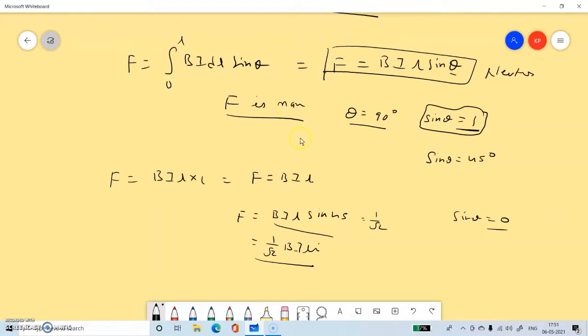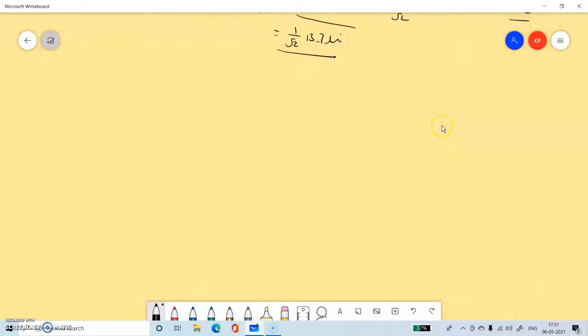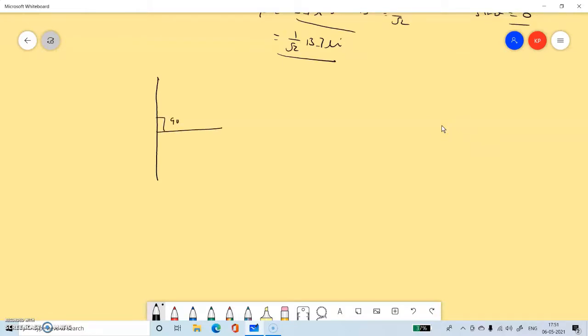That means if the angle between the main field and the conductor field is 90 degrees, then you will get maximum force. If there is no angle between this magnetic field and the main field, there will be no intersection between these two fields, therefore F is equal to 0, because theta is equal to 0. As the angle moves away from 0, the F value increases, and at 90 degrees you will get maximum force. So this is the expression for the force when a conductor is placed in a magnetic field.